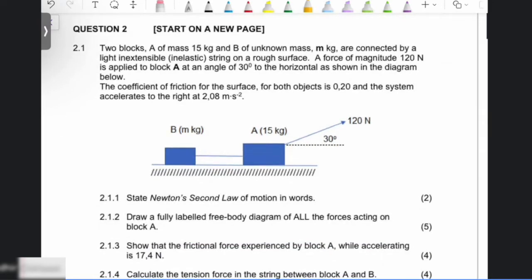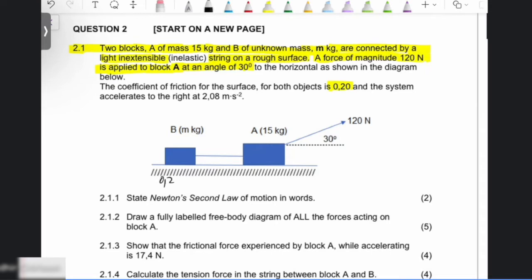Guys, please, if there's anything from the multiple choice that you want me to go through again, let me know, yeah? So here they tell us that two blocks, A of mass 15 kg and B of unknown mass M, are connected by a light inextensible string on a rough surface. Wonderful, we know it's a rough surface. A force of magnitude 120 newtons is applied to block A at an angle of 30 degrees to the horizontal. The coefficient of friction is 0.2 for both blocks.